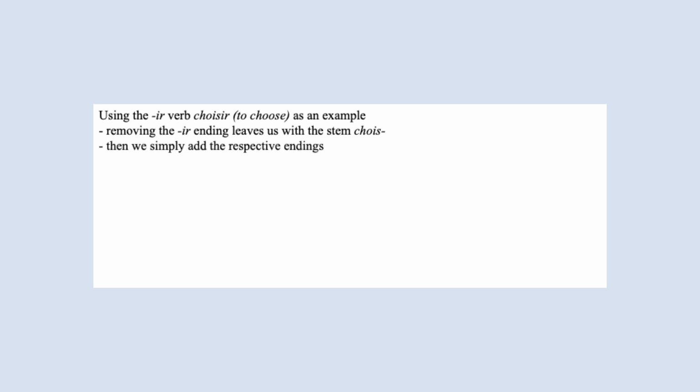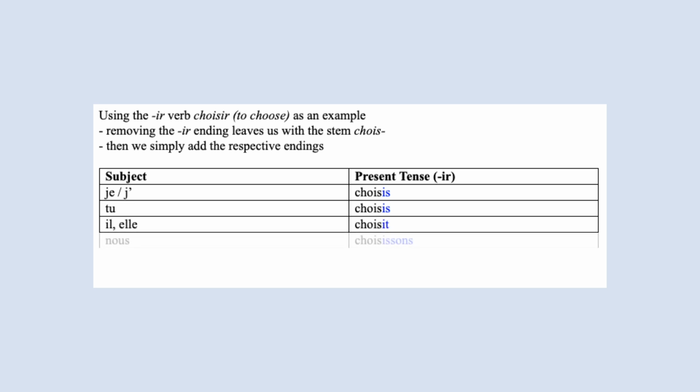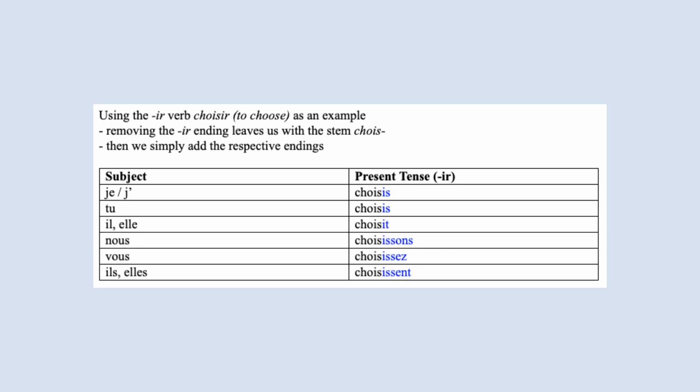And to this stem we add the respective present tense IR verb endings afterwards. Choisis, choisis, choisit, choisissons, choisissez, choisissent.